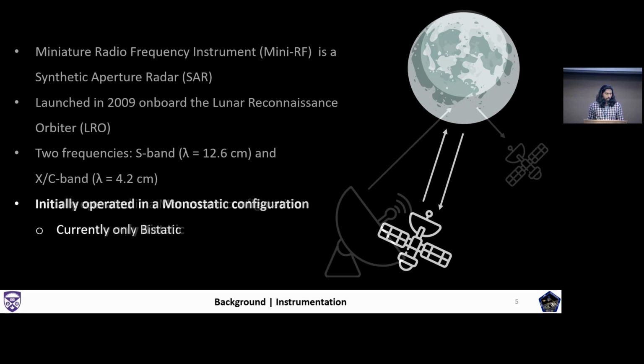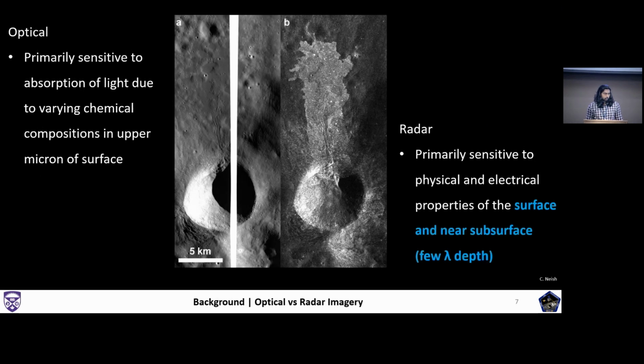Now, if you were to compare optical and radar wavelengths, optical wavelengths are primarily sensitive to the top of the surface, whereas radar can penetrate the subsurface and the near subsurface. So radar data can see where optical wavelengths simply cannot.